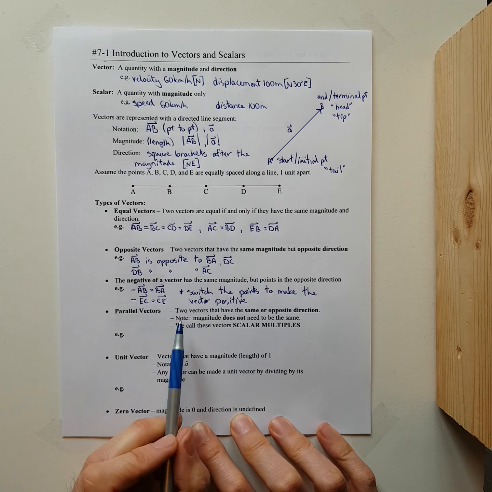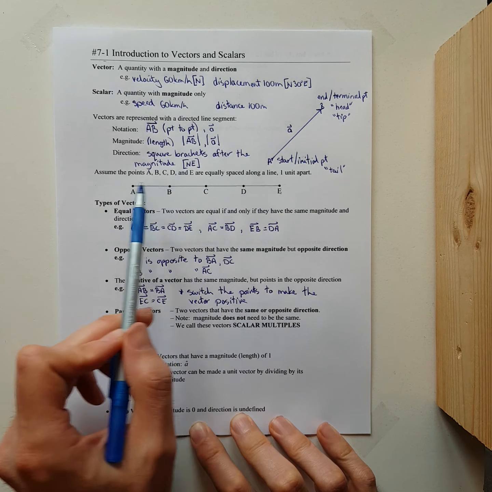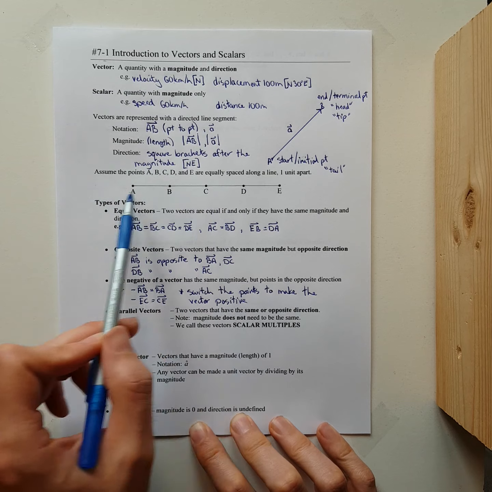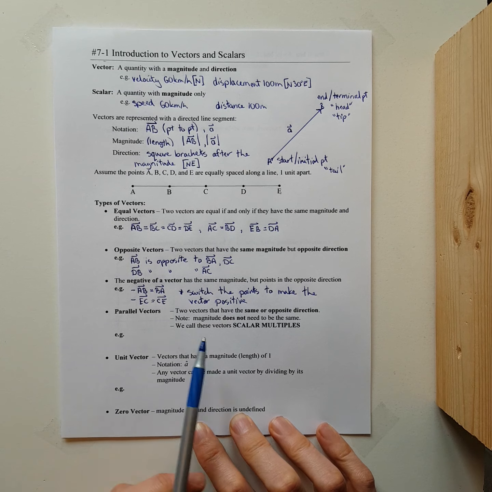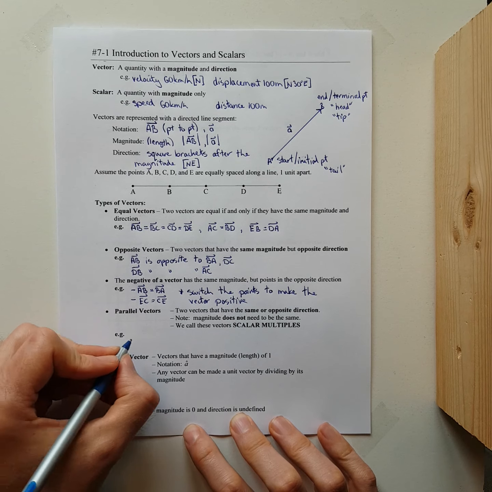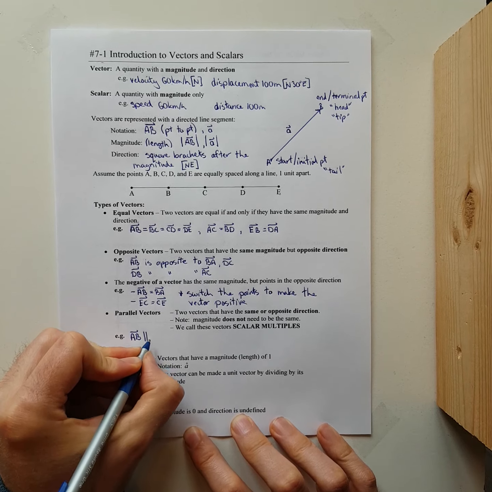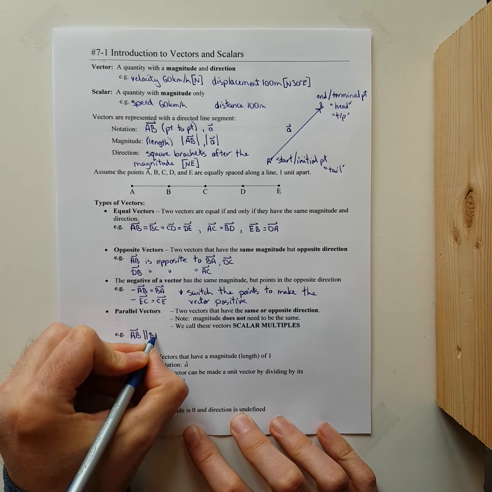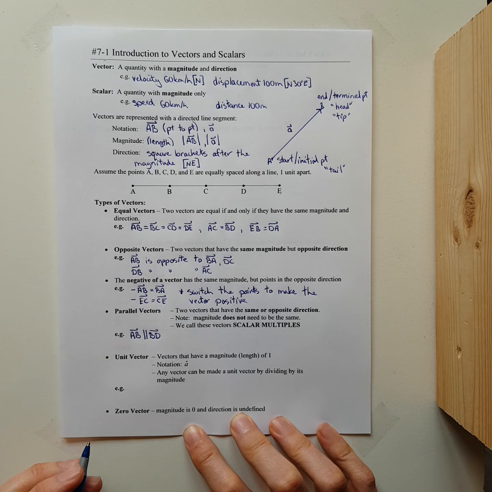Parallel vectors are any two vectors that have the same or the opposite direction. In this case, all of these vectors that we're creating on this line segment would either have the same or the opposite direction. So we could create any number of parallel vectors here. Note that the magnitude does not need to be the same for them to be parallel. And we're going to start to use this word, scalar multiples, here as well. So the idea here is that vector AB would be parallel to vector BD. They have the same direction. The fact that they don't have the same magnitude does not matter.